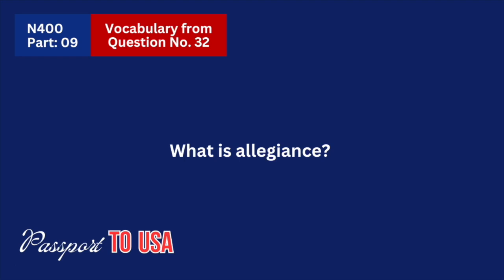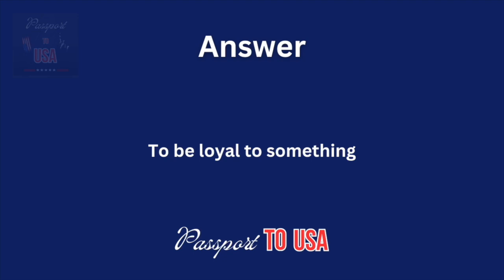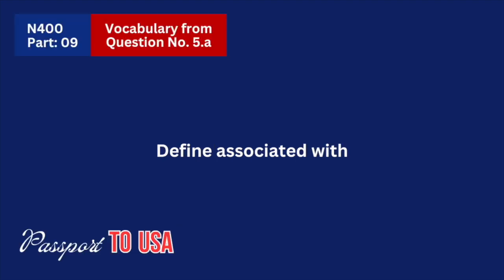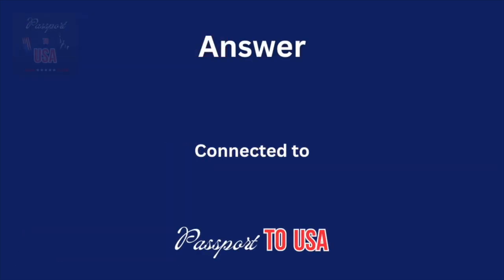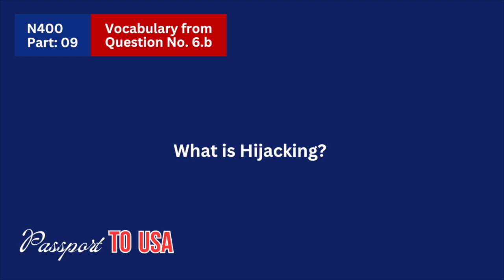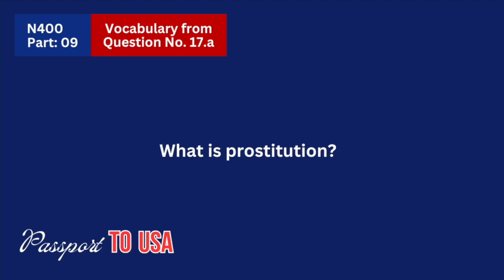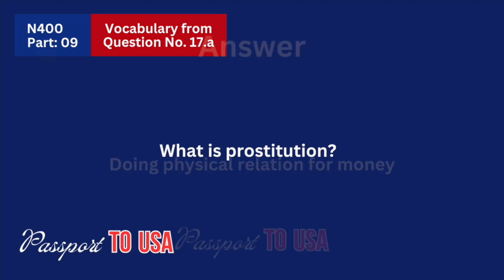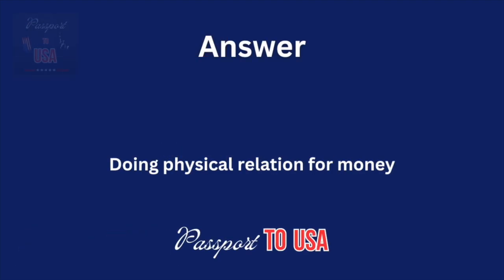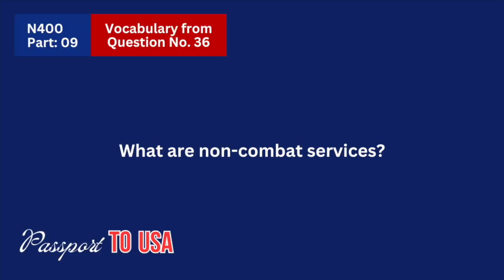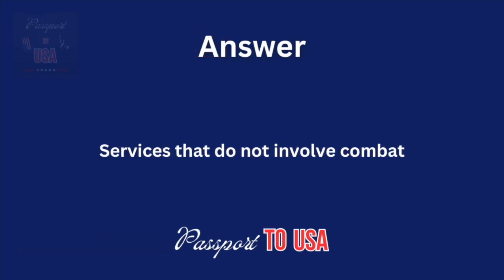What is allegiance? To be loyal to something. Define, associated with. Connected to. What is hijacking? Taking control of a vehicle by force. What is prostitution? Doing physical relation for money. What are non-combat services? Services that do not involve combat.